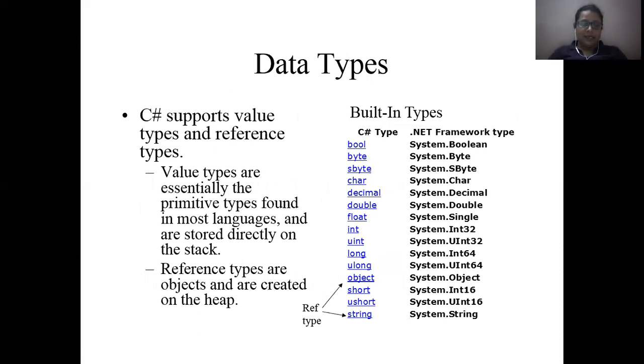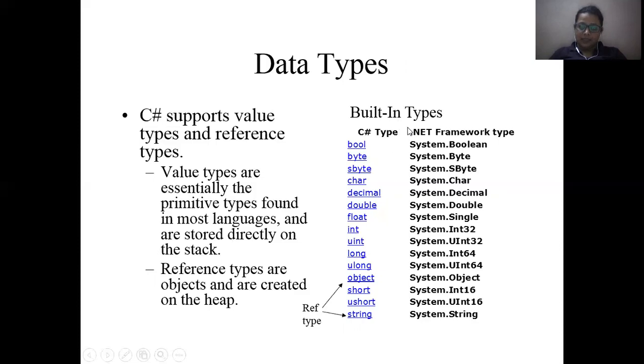Now we see the data types of C Sharp. C Sharp supports value types and reference types. Value types are essentially the primitive types found in most languages and are stored directly on the stack. Reference types are objects and are created on the heap.